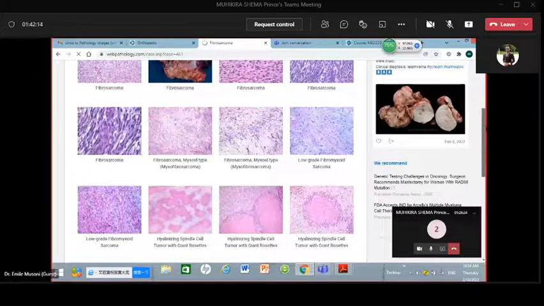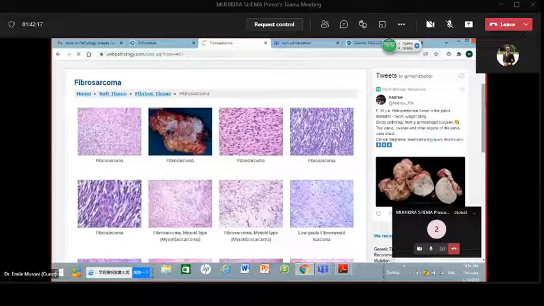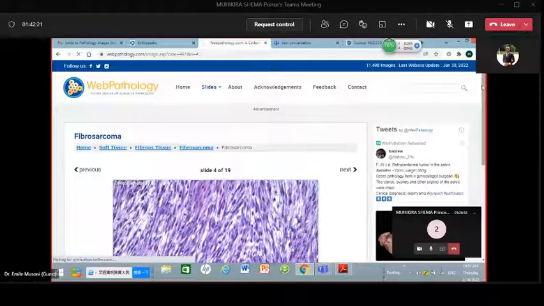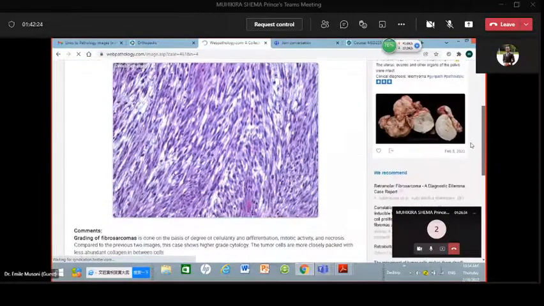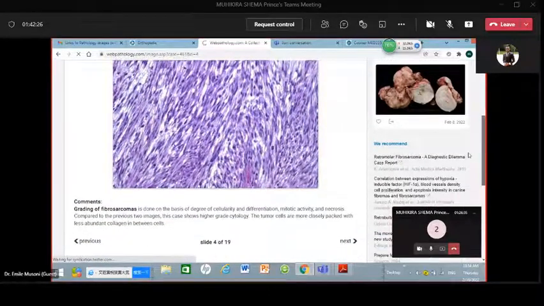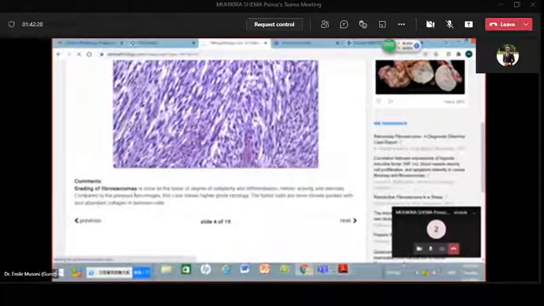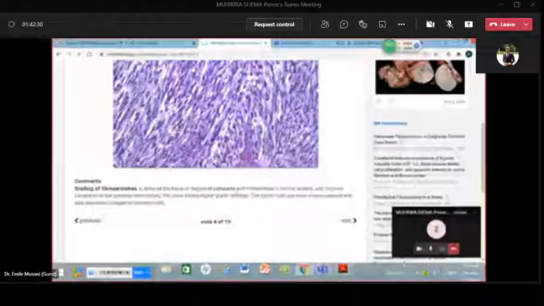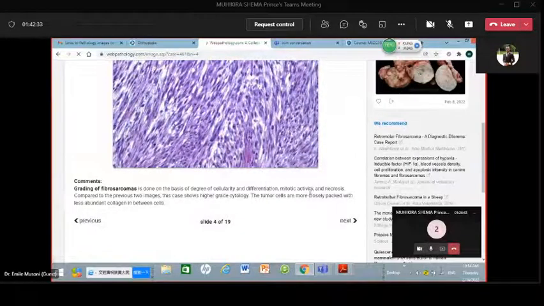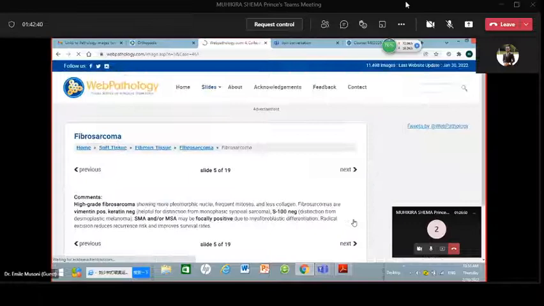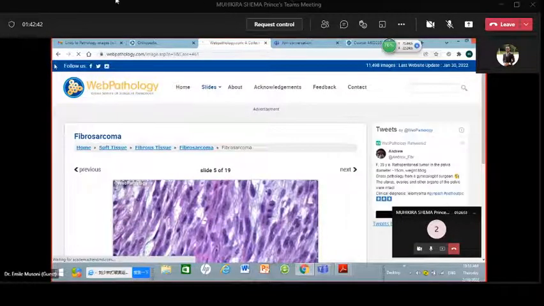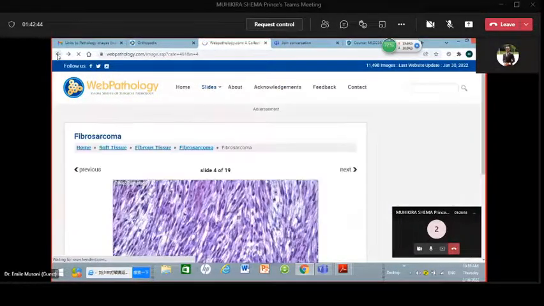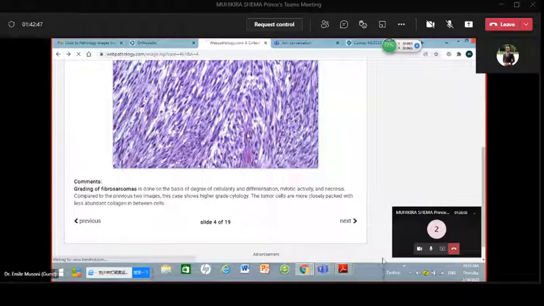You see now, there are so many images of this, but the most common is this one. Here they say grading of Fibrosarcoma is done on the basis of degree of severity in differentiation, mitotic figure, and necrosis. This one you must keep in mind.